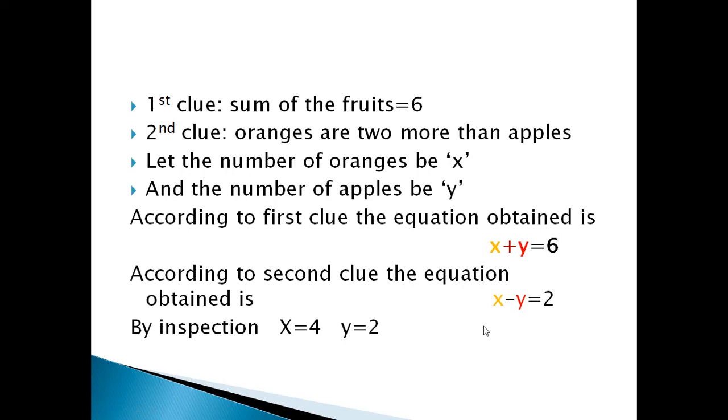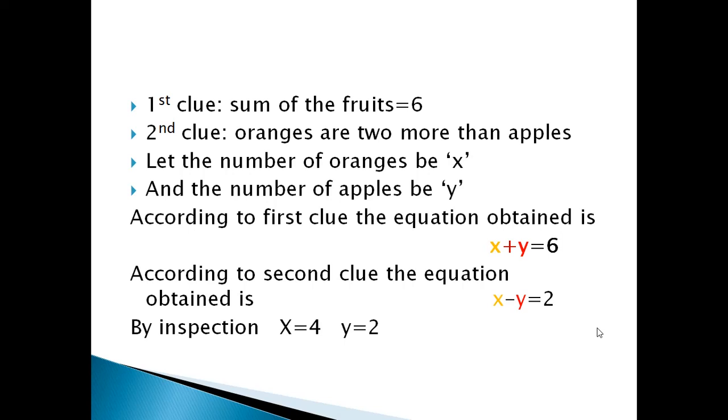So like that, we can make the linear equations of two variables by sentences or by our daily life situations. We are making two equations always together. They are called a pair of linear equations of two variables.